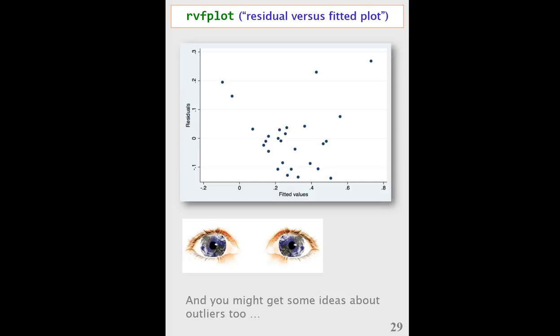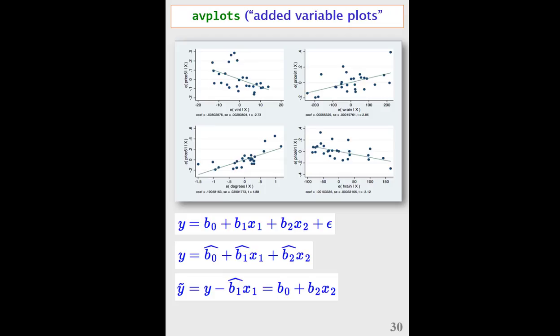Something else that we can use here instead of that residual versus fitted plot is what's called an added variable plot. If you have one target y and one x, then we're just trying to fit a line through a cloud of dots. If you have more predictor variables x, this gets to be more complicated, but we can try to work around that a little bit.